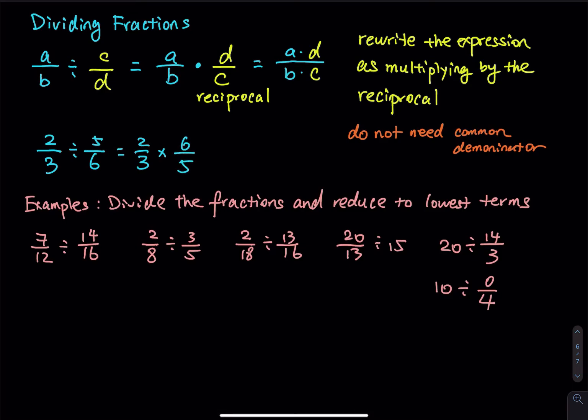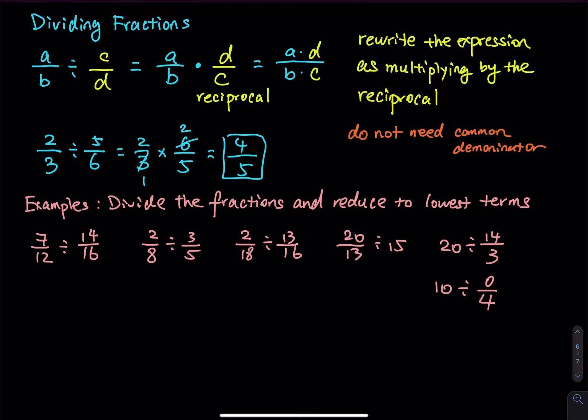So the 3 and the 6. 3 divided by 3 is 1, 6 divided by 3 is 2. And then you have 2 times 2 equals 4, 1 times 5 equals 5. So this is the answer in the reduced form. All right, so that's how you do it.